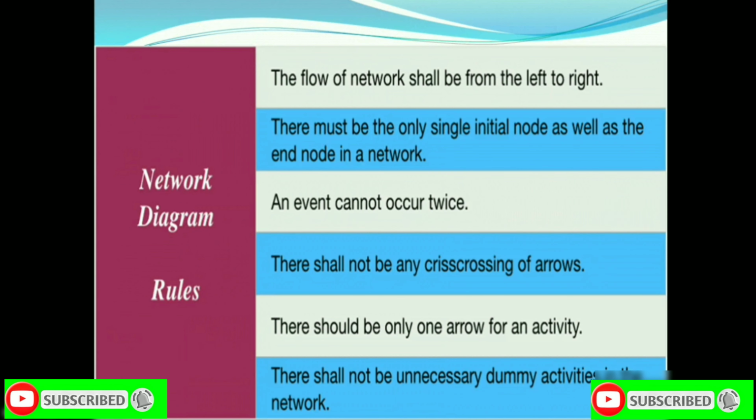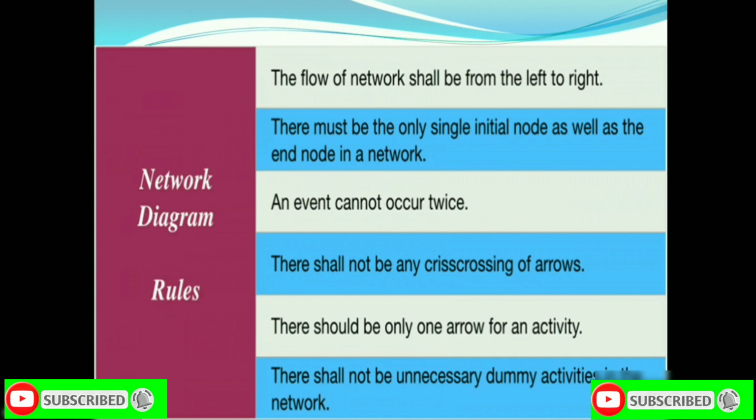First, flow of network shall be left to right. A network should have only one start event and one end event. There should not be any repetition of event numbers. Length of arrow has no significance. The activities must flow in a logical sequence. Always avoid unnecessary dummy activities. Last, arrow should not be curved, it should be straight.